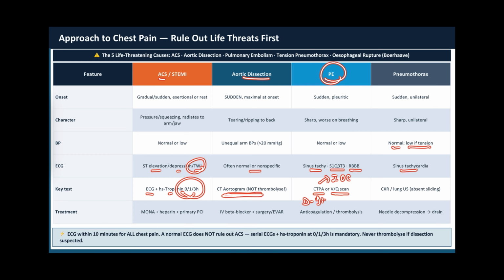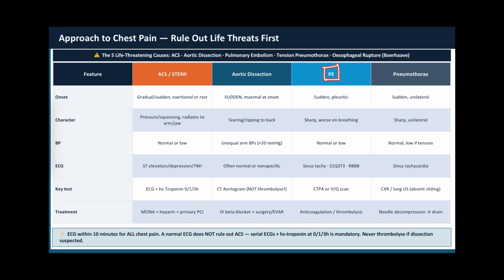D dimer is the screening test. Always remember CT is the investigation of choice and D dimer is the screening test. 2D echo findings were also guiding you that the patient may be having the pulmonary embolism.